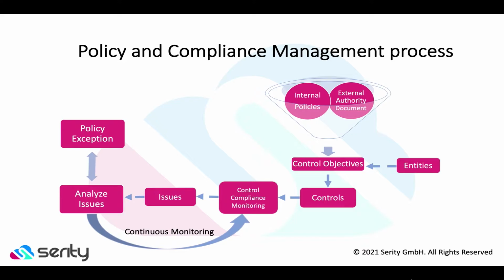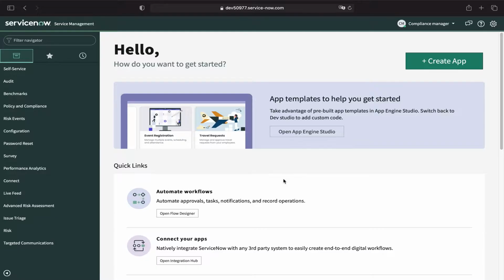In case users are unable to resolve an issue or fulfill a control, they can request a policy exception which will follow its own separate life cycle and can either be accepted or rejected. As long as there are controls in place, they must be continuously monitored and can be reviewed on the dashboard. So it's now time to switch to the platform and see everything in practice.